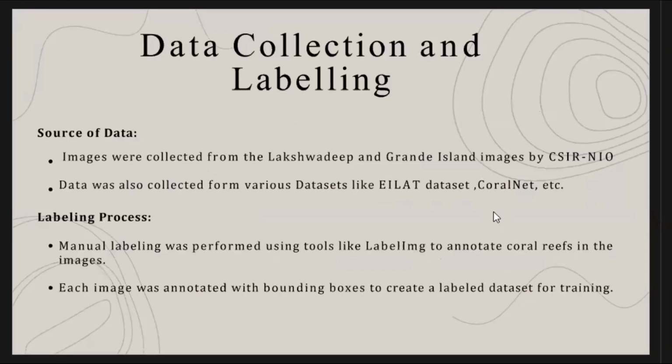The data was collected by CSIR and IO from the Lakshadweep and Grand Islet images, and the rest of the data was collected from datasets like Elliot and Coronet. Labeling was done manually using tools like LabelImg. Each image was annotated with bounding boxes to create a labeled dataset for training.